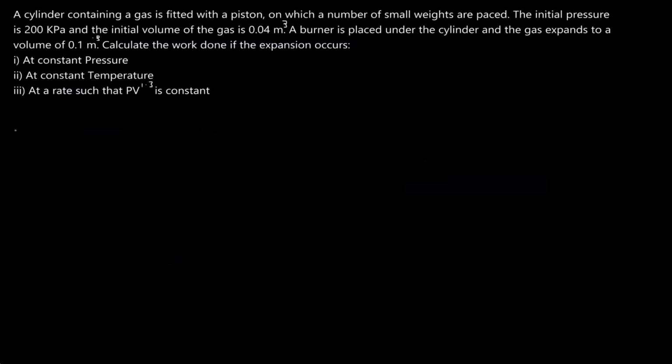A cylinder containing a gas is fitted with a piston on which a number of small weights are placed. The initial pressure is 200 kilopascals, and the initial volume of the gas is 0.04 meters cubed. A burner is placed under the cylinder and the gas expands to a volume of 0.1 meters cubed.